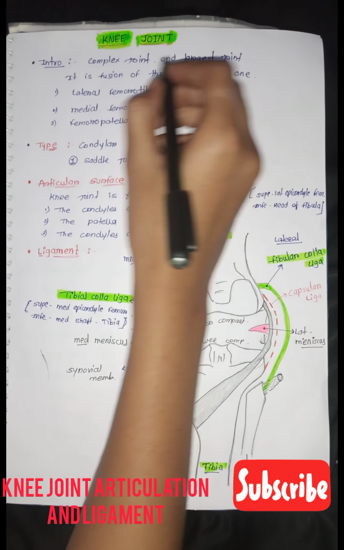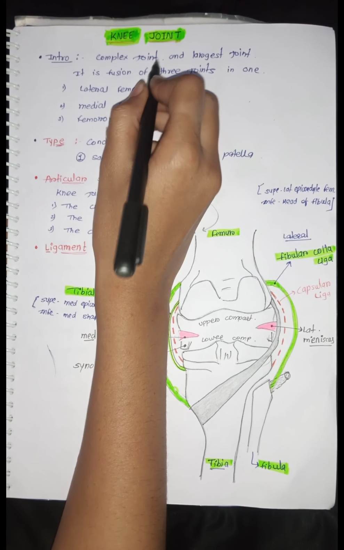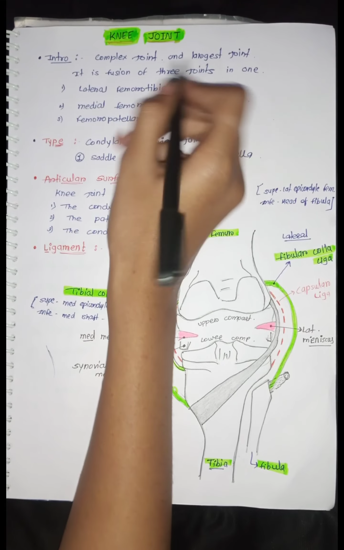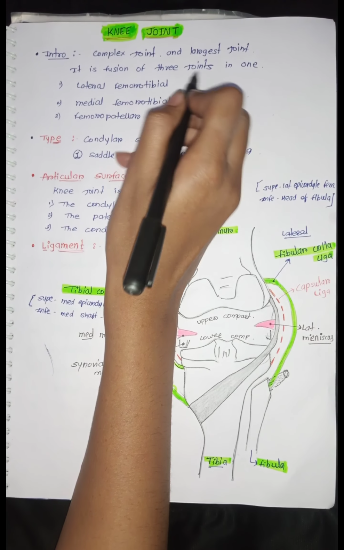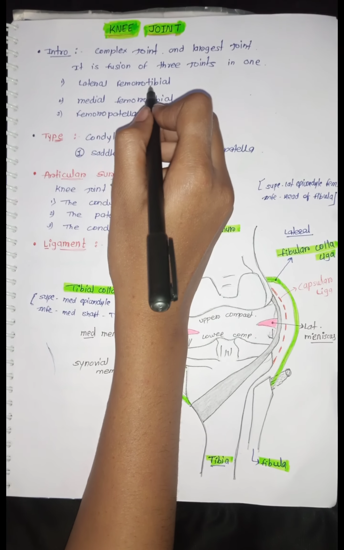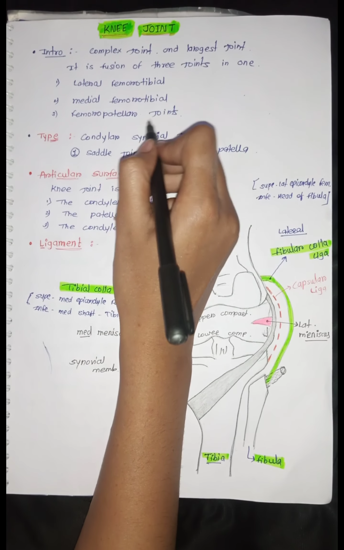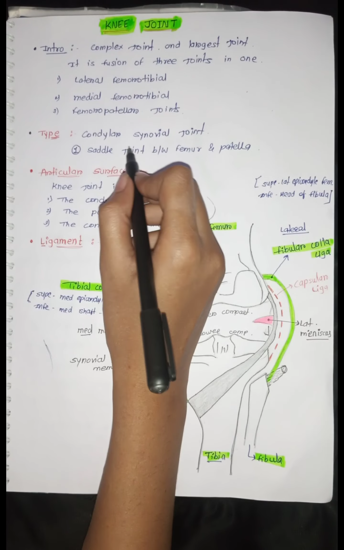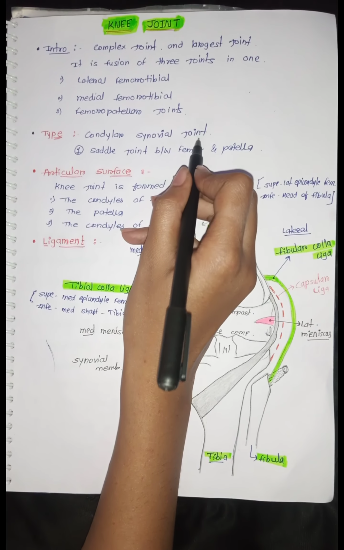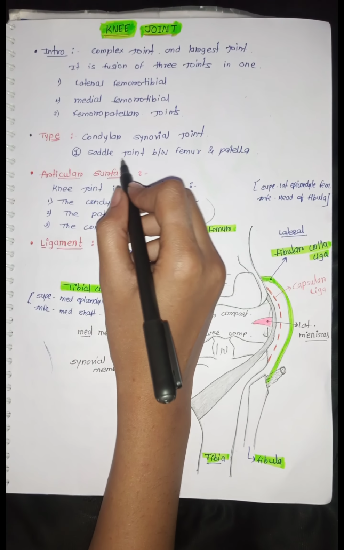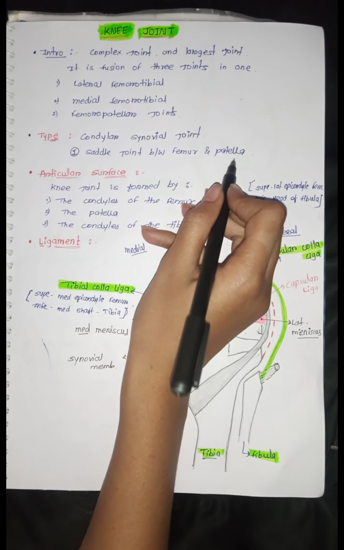Anatomy of knee joint. Knee joint is a complex joint and the largest joint of the body. It is a fusion of three joints, that is lateral femorotibial, medial femorotibial, and femoropatellar joints.